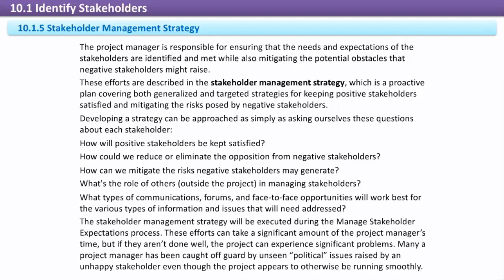The stakeholder management strategy will be executed during the Manage Stakeholder Expectations process. These efforts can take a significant amount of the project manager's time, but if they aren't done well, the project can experience significant problems. Many a project manager has been caught off guard by unseen issues raised by an unhappy stakeholder even though the project appears to otherwise be running smoothly.